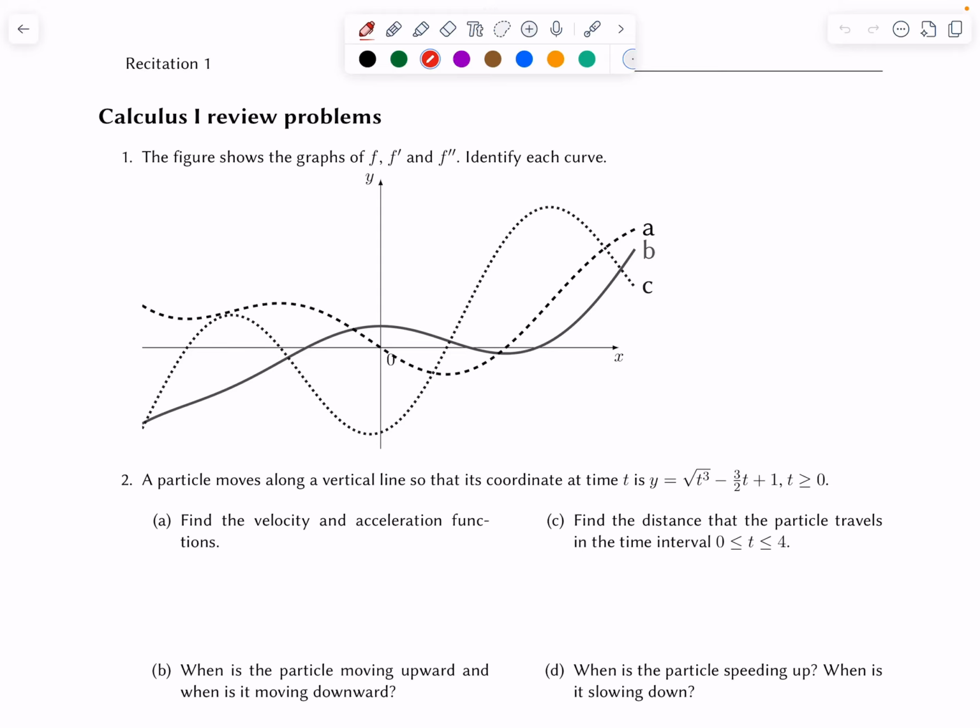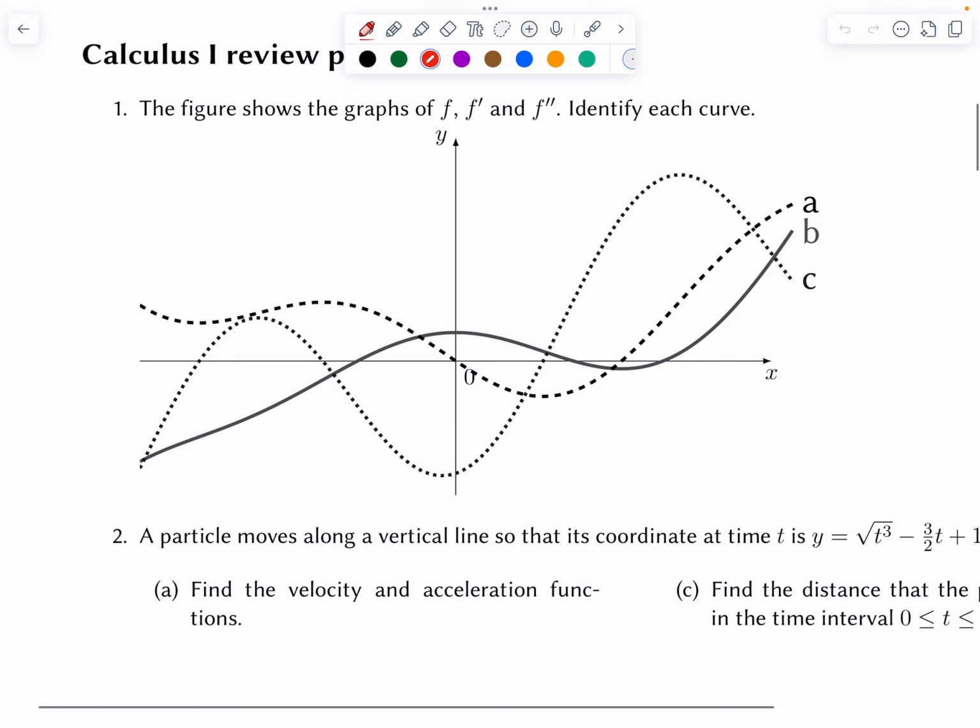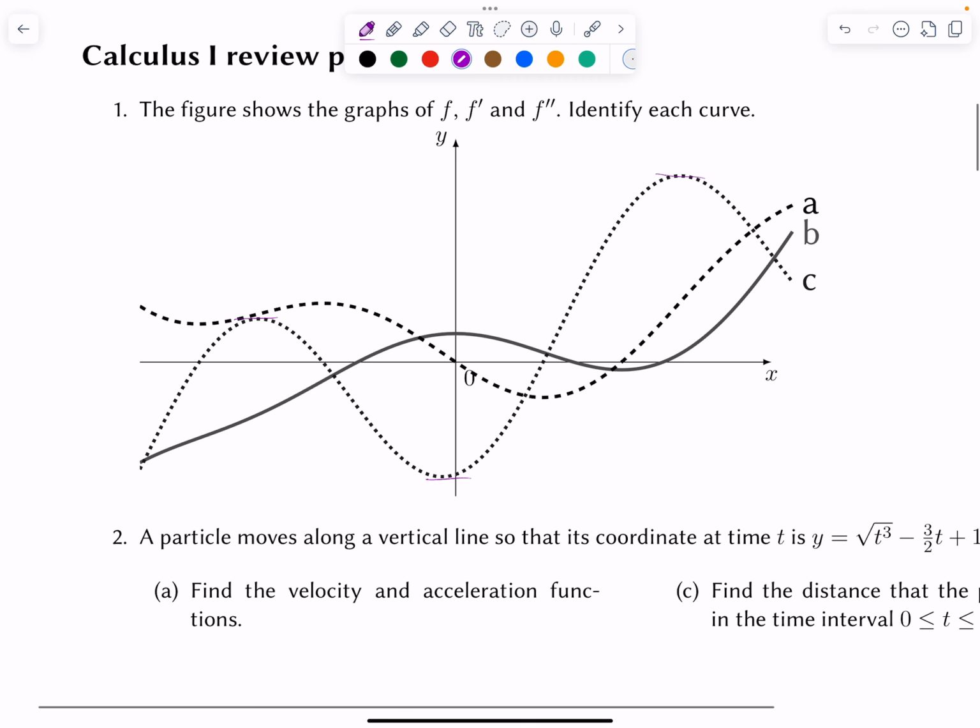Okay, for this first problem, it's probably easiest to determine which of these curves is the function, derivative, and second derivative by looking at the slopes, where each of these functions has a horizontal tangent line. For example, the dotted line there, letter C, has a horizontal tangent line at those 3 points, which would mean that the derivative of letter C would cross the x-axis here.